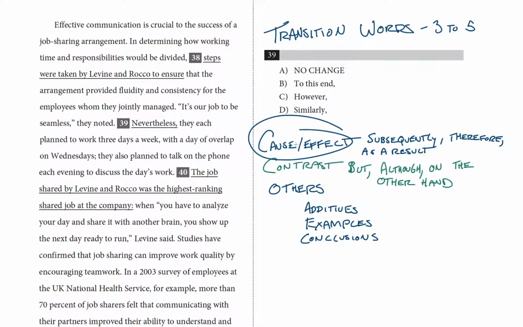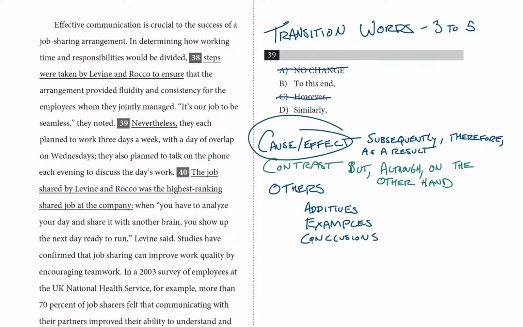So we've identified the purpose of the transition, which is to say, the desire to be seamless job sharers causes this set of behaviors. It's cause and effect, and therefore it's not nevertheless, because nevertheless is a contrast transition. And now that we know that we're not looking for a contrast transition, we can knock out not only no change, but however as well. A time-saving tip would be that if you see two choices in the same category, in this case both nevertheless and however are in the contrast category, you can cross them out. They're copycats of each other. And if they're functionally identical, they can't both be right, so therefore they must both be wrong.